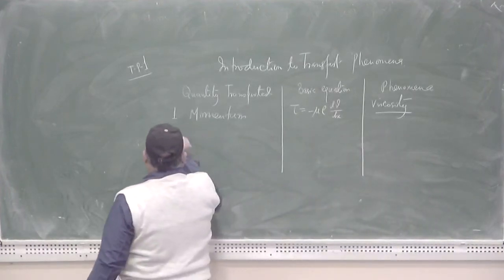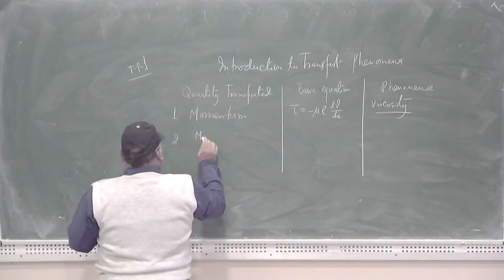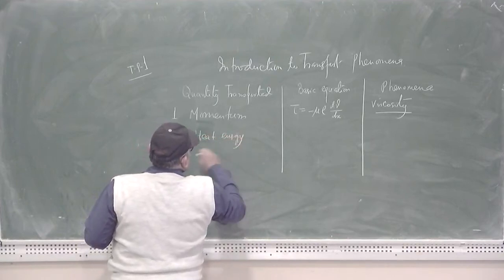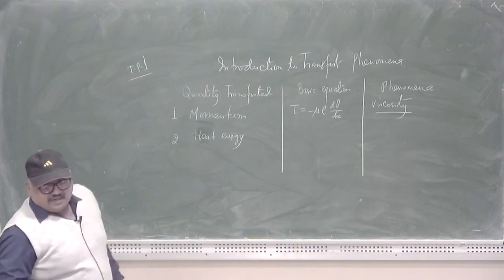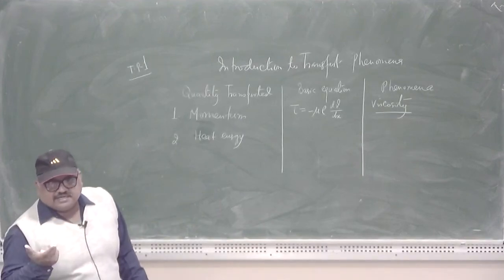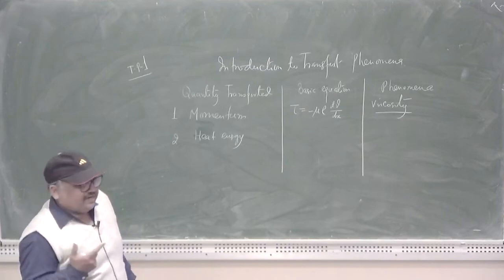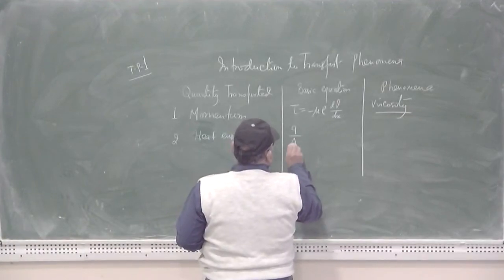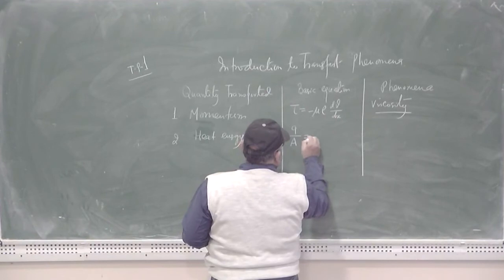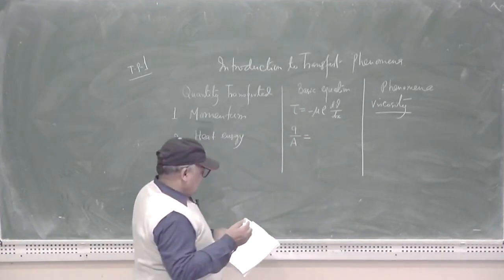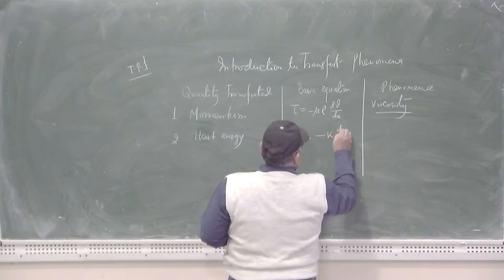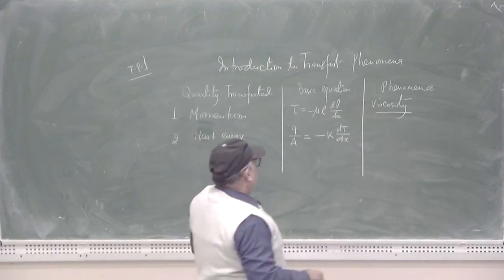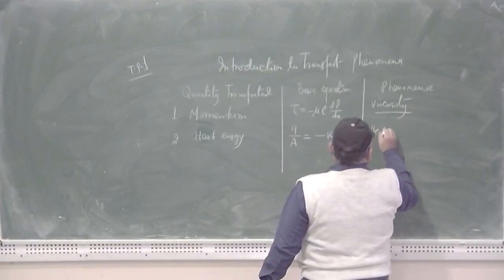Second one is heat energy. The equation which provides an interpretation for heat energy transfer is the Fourier law of heat conduction. The equation is Q upon A, that is the flux divided by the cross-sectional area through which that particular amount of heat energy is being transmitted, equal to minus k into the temperature gradient. Q by A is equal to minus k dT by dx. This is called the heat conduction phenomenon.